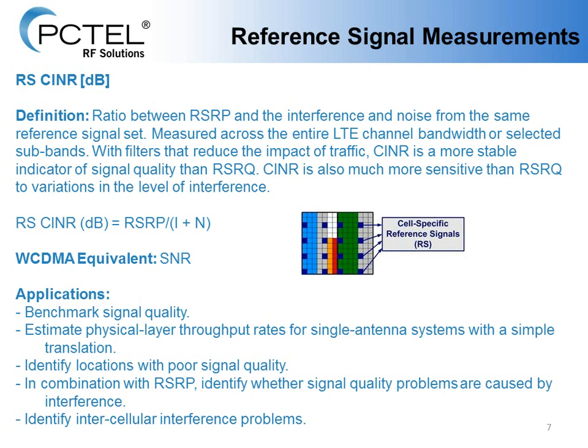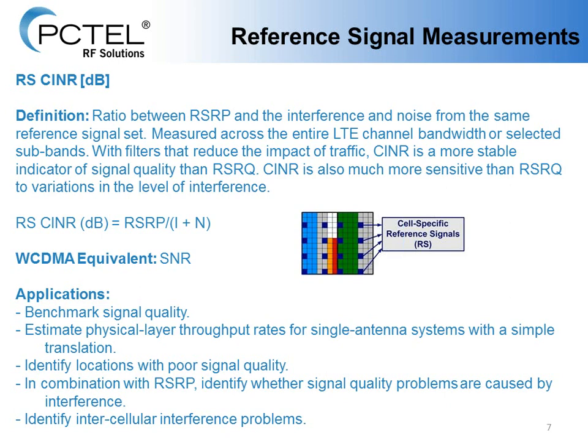So the definition of this is it's really the ratio of the RSRP, which we already talked about, and the interference and noise that are coming from that same reference signal set. And again, this is measured across the full channel bandwidth, whether you're at 1.4, 3, 5, 10, 15, and 20 megahertz.